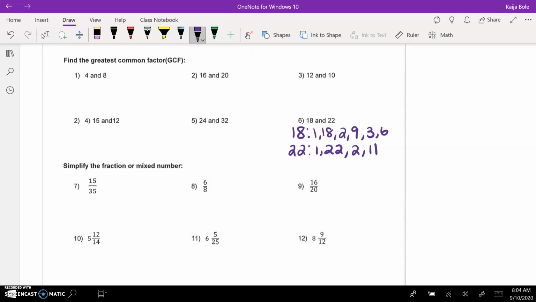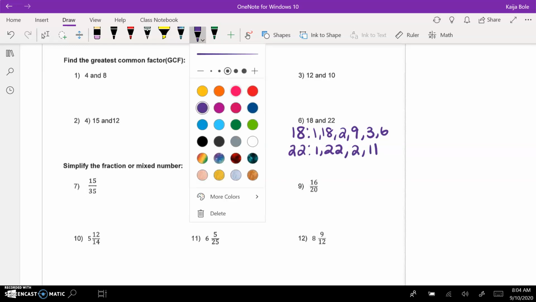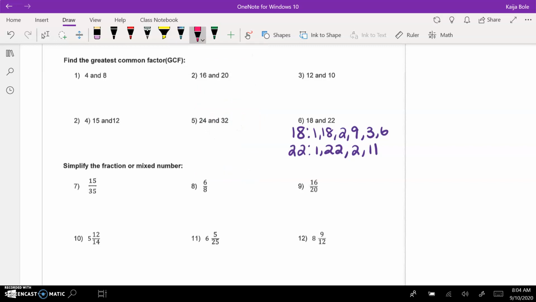So I'm looking at my list here, and I'm trying to find the biggest one that they have in common. And really the biggest one, the only one they have in common besides 1, is the number 2. So the answer for this, the GCF, would just be 2. Okay, I know writing a list is a lot of work, but I think it will really help you get to your answer quicker than just sitting there and thinking about it in your head.